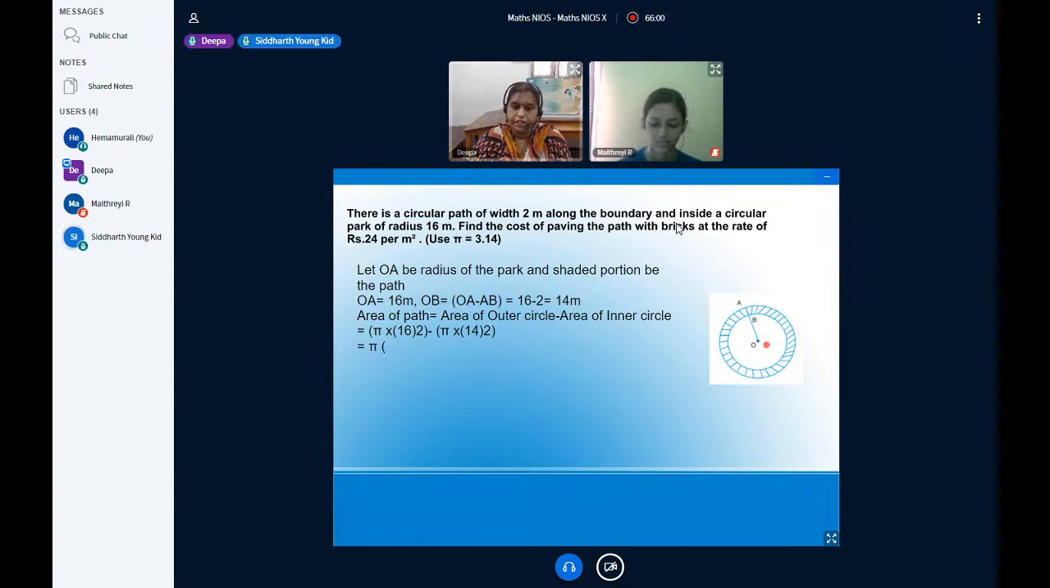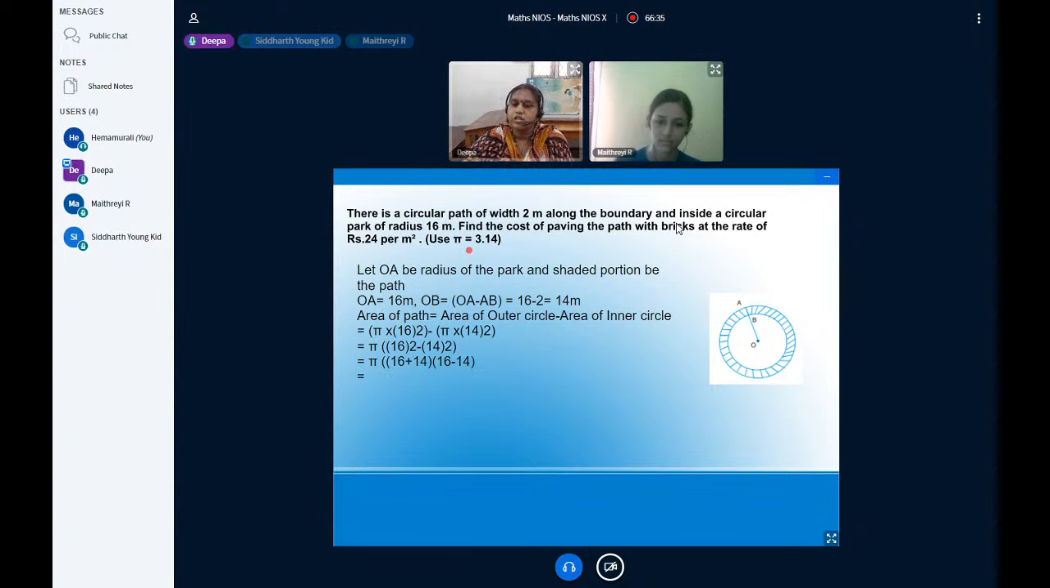Pi 5 into 16 square minus 14 square. 16 square minus 14 square is in the form of which formula? A square minus b square, right? So 16 plus 14, 16 minus 14. That means a plus b, a minus b. Okay, 5 into 60.